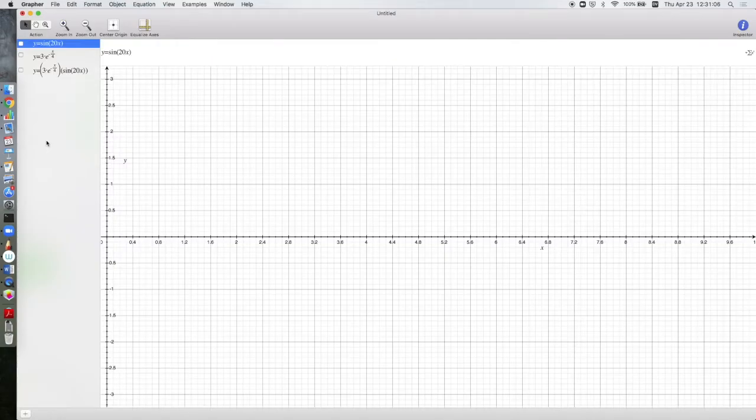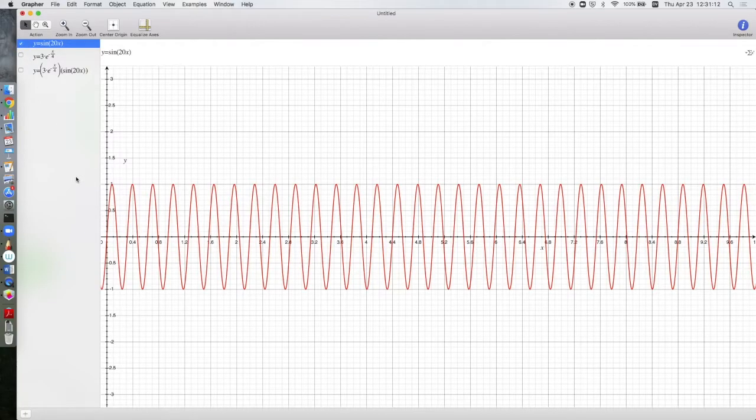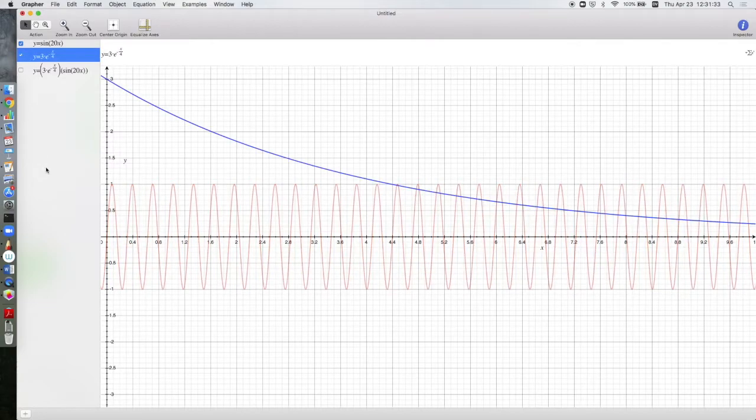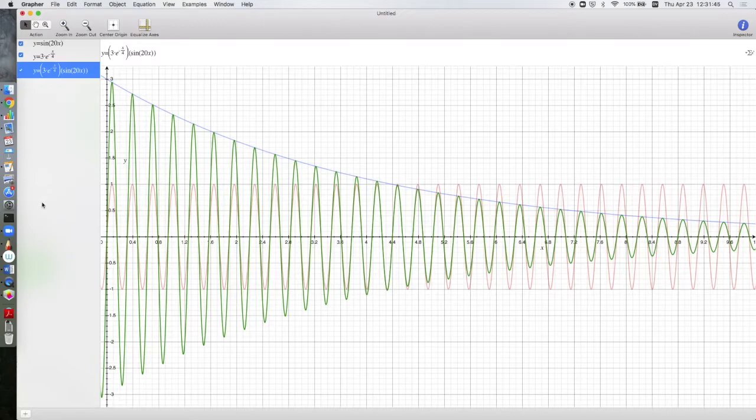So here I have the application that's in the utilities folder on a Mac called Grapher. And the first graph I want to put on here is just a regular sine function. So this would represent our double slit interference pattern, where we have just a bunch of evenly spaced maxima. And then we could apply an envelope function to it. For my envelope function, I've picked 3 times e to the negative x over 4, which looks like this line here in blue. So what we do to find the overall function is we multiply our sine wave in red by our envelope function in blue, and we get this function right here in green, which is just the product of these two functions.